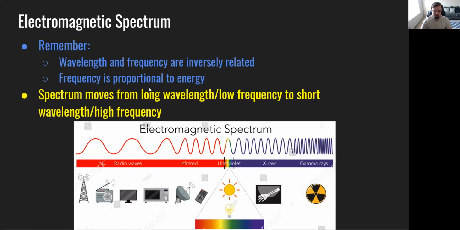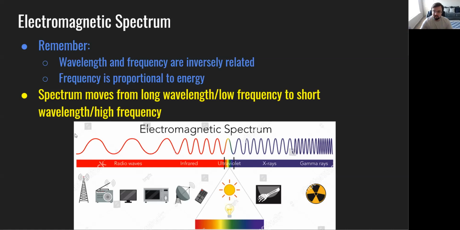Also, another thing to remember, looking at the spectrum. I mentioned earlier that frequency is related to energy. So the higher the frequency, the higher the energy. That's what it says here. Frequency is proportional to energy. So over here we have a low frequency. You should be expecting a low amount of energy.